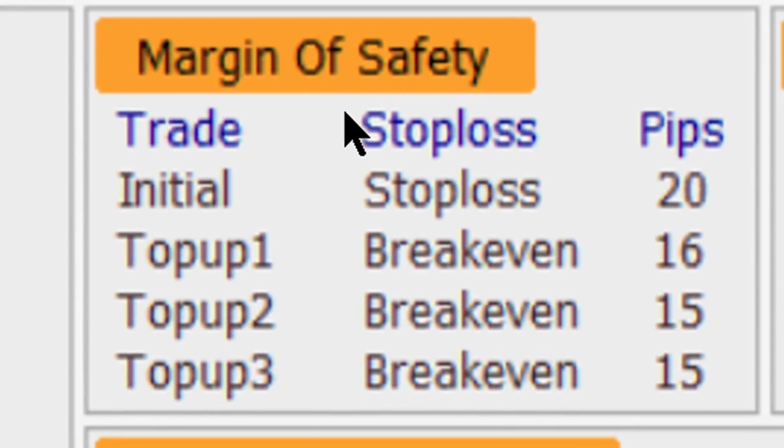The calculator will calculate your break-even stops for you. And here it shows the break-even stops. They're called margin of safety because that's what a stop is. It's just a margin of safety. And the initial stop is, as we've seen, 20. The break even for the first top up is 16. Break even for the second one is 15, and the break even for the third top up is 15. So what it means is if those top up stops are hit, all the total transaction will be at break even in this particular case.